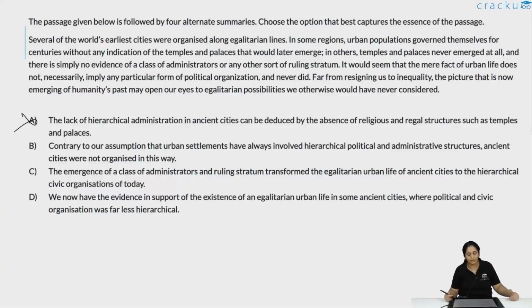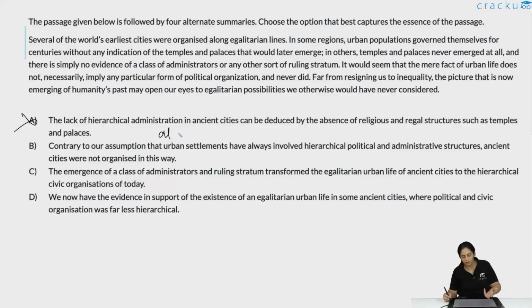Contrary to our assumption that urban settlements have always involved hierarchical politics and administrative structures, ancient cities were not organized this way. So the author does not say all ancient cities. Certain ancient cities were not organized this way, and several of them got that kind of structure later on, but were not initially organized that way. So this is partially true, but it's essentially contrary to our assumption that all urban settlements have always involved.